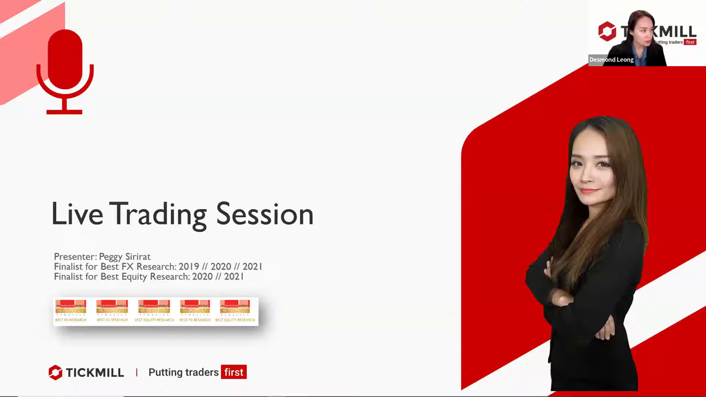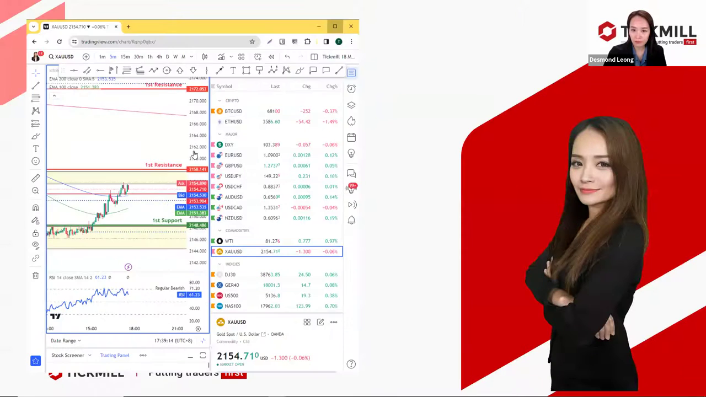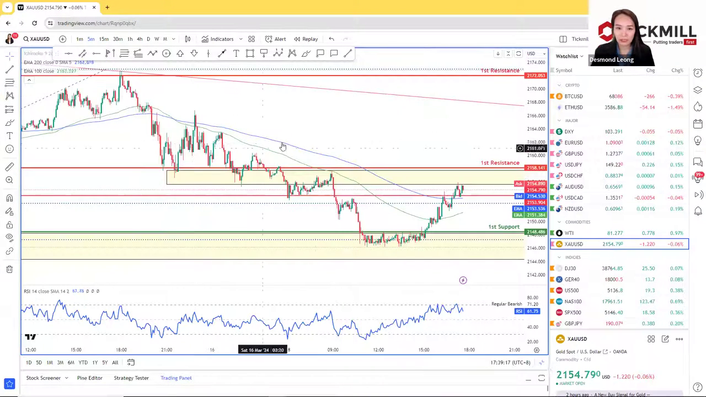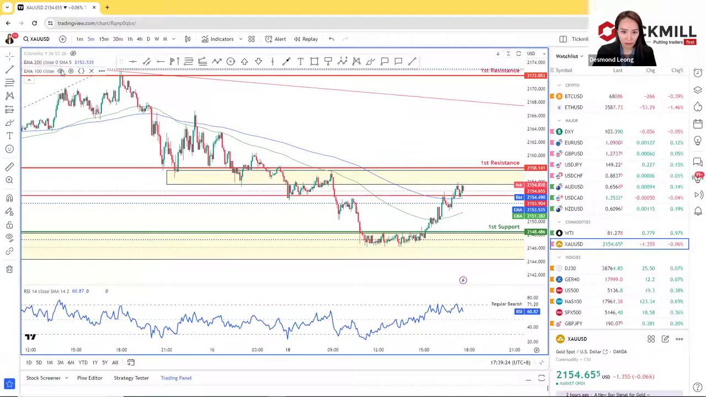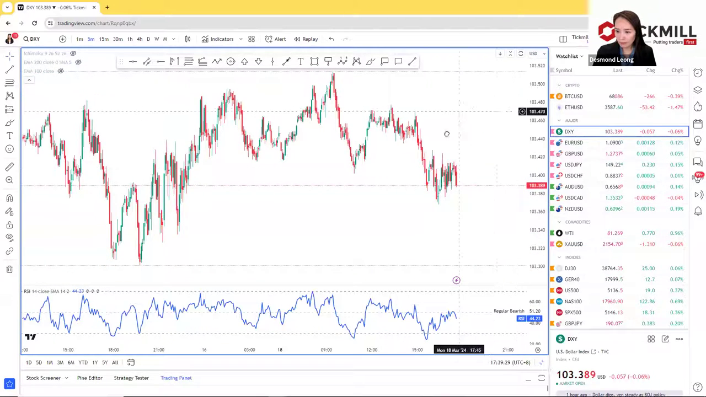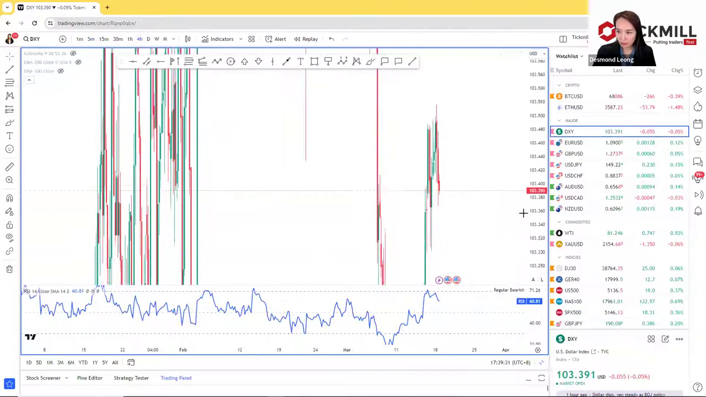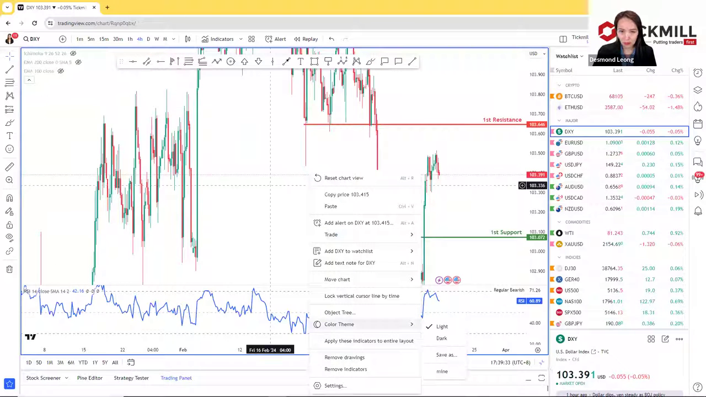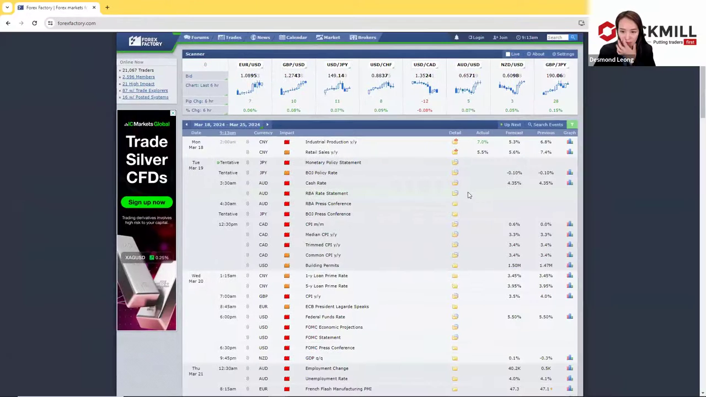Just to let you know, tomorrow we have a lot of major news. Let's just go here. Today, this is my sell zone for gold. Let me zoom in a bit. Now let's look at the DXY first. Just before we start the webinar, a quick look at the calendar.